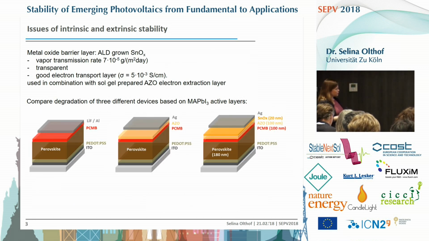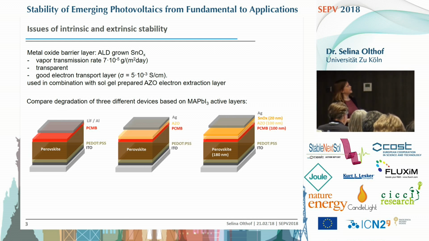Thomas Riedl does this work on these metal oxides, as I said, and he prepares them by atomic layer deposition. He already showed that you can prepare very nice tin oxide layers, very compact films with excellent vapor transmission rates. They are very useful in devices because they are transparent and they're good electron transport materials. So we wanted to employ these thin tin oxide films as barrier layers. We couldn't use them on their own. We had to use an additional AZO layer, this aluminum-doped zinc oxide, because they make quite good electron extraction out of our device.